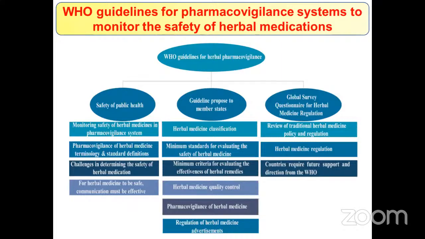This is another flow diagram. I won't go into the details, because it covers safety of public health, guidelines proposed to the member states, and a global survey questionnaire for herbal medicines and regulations. So there are different stages by which you can improve the safety profiles of drugs for human application of AYUSH drugs. Next one.